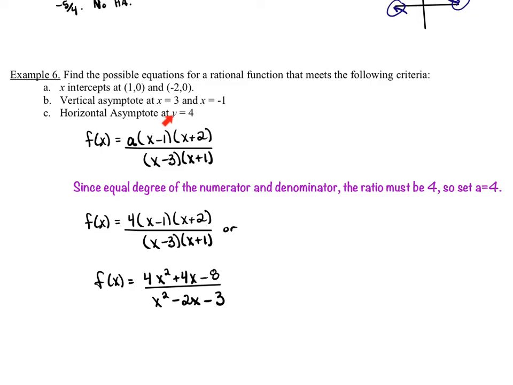If there's a horizontal asymptote at y equals 4, that means the numerator and denominator degree have to be equal, which right now they are. They're both squares. Remember, we're multiplying here. So they're both x squared. That means the ratio has to be 4, so my a must be 4. I could write this function either in factored form or in standard form. And if it's in standard form, notice you can see that ratio of y equals 4 as the horizontal asymptote. But of course the factored form is better because I can see the x-intercepts and the vertical asymptotes from the factored form. We'll save holes for another day.